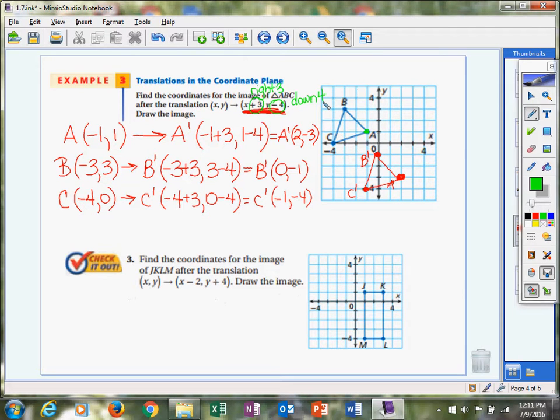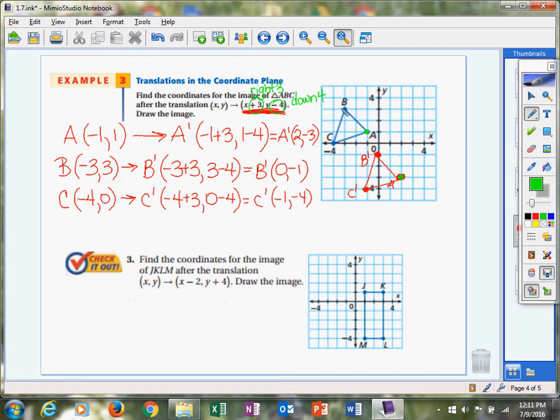Okay, so if you're wondering how did she do that, that's how I do it. All right, so let's count it out. So we go right 3, 1, 2, 3, down 4, 1, 2, 3, 4. Here I am. Okay, I find that to be a little bit easier, but this is the algebraic way you could do it too. Okay, what I did originally isn't bad or wrong, it's just different.